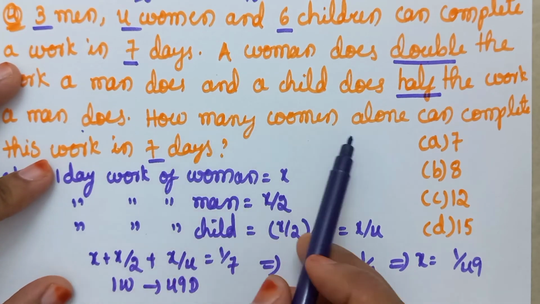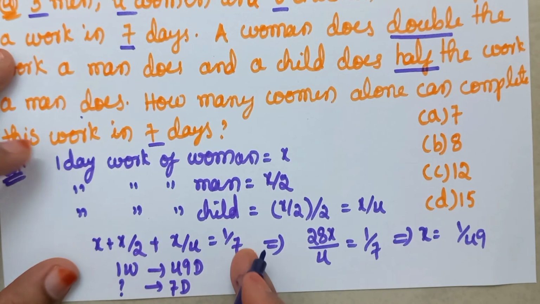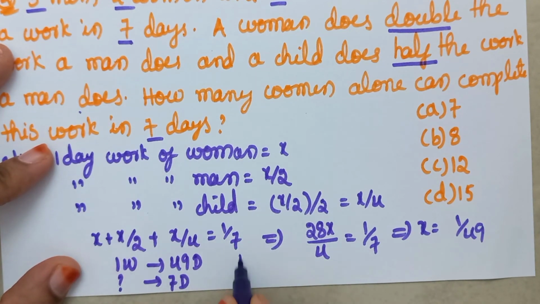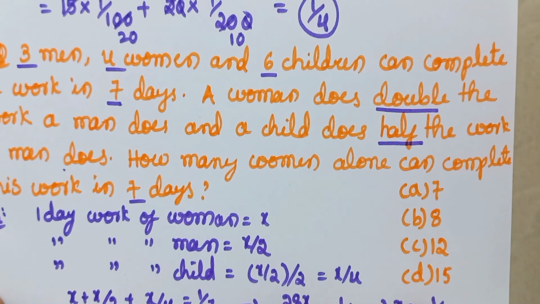So what is the question? How many women alone can complete this work in 7 days? So what is the number of women so that they will complete this in 7 days? That is the question. For that we simply divide 49 by 7. Then what is that? 7. 7 women can complete this work in 7 days. This is how we find the answer. First of all, for this type of questions we have to find the interconnection between the man, woman and the child. There ends the problem. After that the problem becomes very simple to solve. So option A is the correct answer.